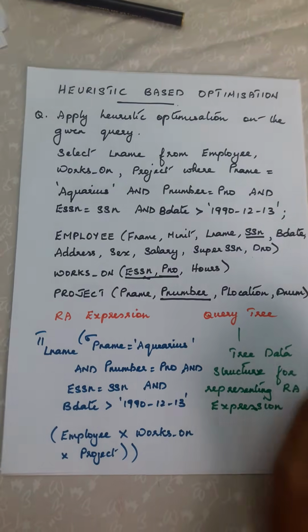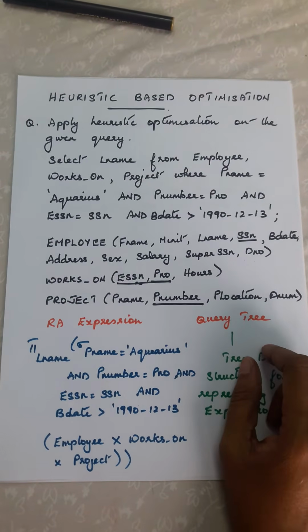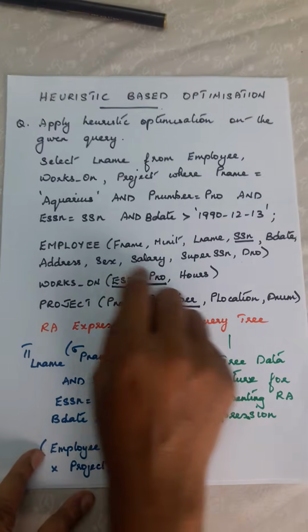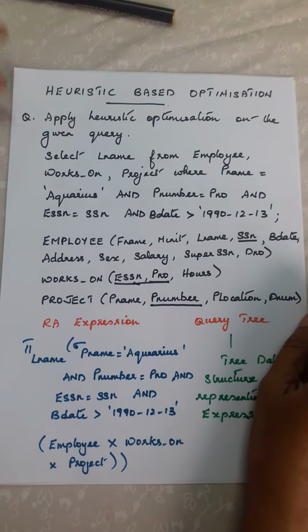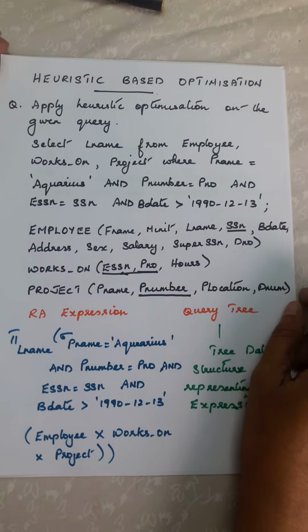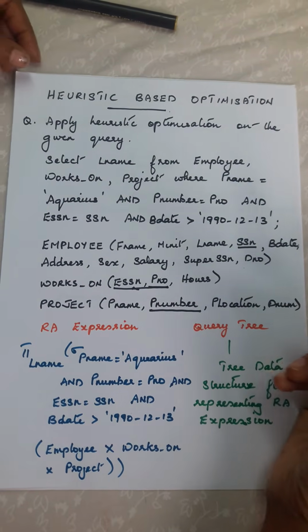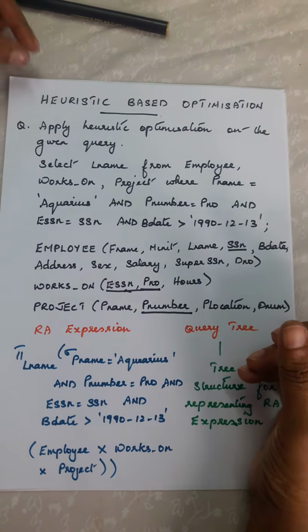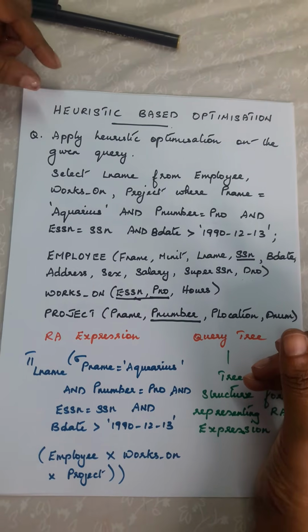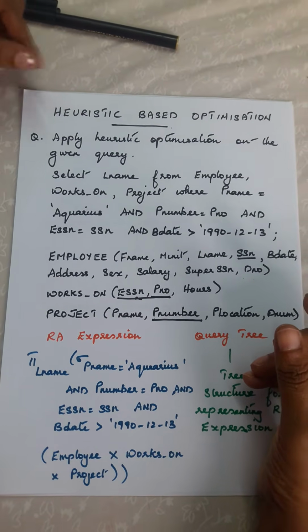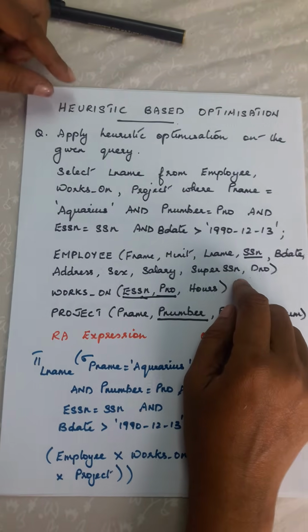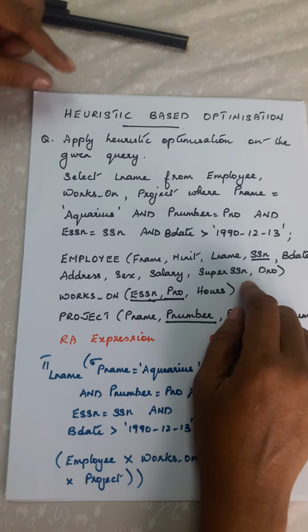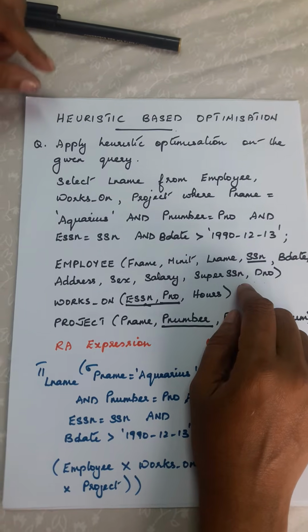Hi students, today I am going to explain to you about heuristic based optimization. As you all know, the purpose of optimization is basically to optimize either the performance or the time required for processing. Same case for query processing also, we require optimization, and there are different methods for doing optimization, and this heuristic based optimization is basically one of those types.